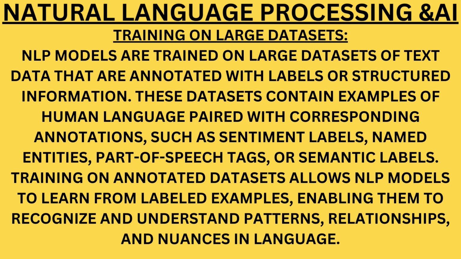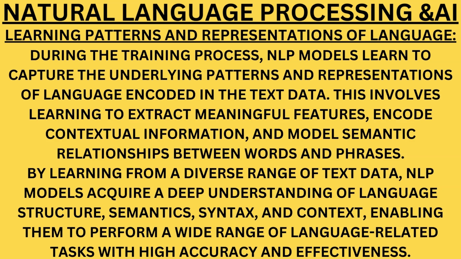Training on large datasets. Natural language processing models are trained on large datasets of text data that are annotated with labels or structured information. These datasets contain examples of human language paired with corresponding annotations such as sentiment labels, named entities, part of speech tags, or semantic labels. Training on annotated datasets allows NLP models to learn from labeled examples, enabling them to recognize and understand patterns, relationships, and nuances in language.